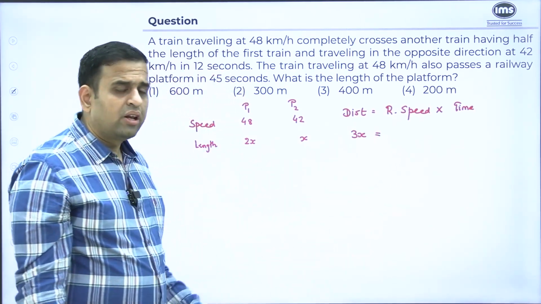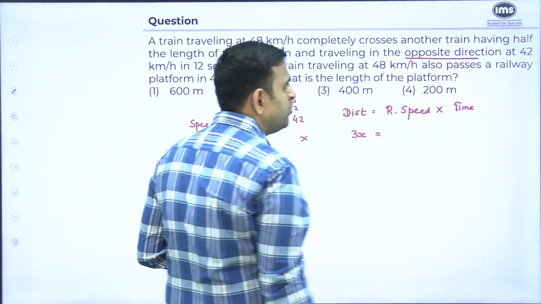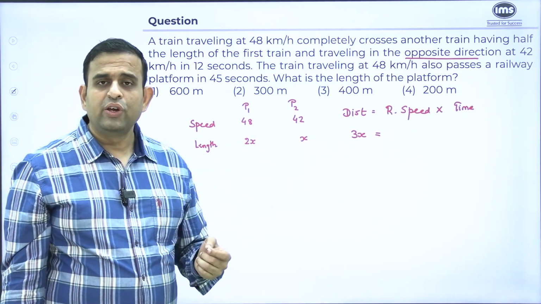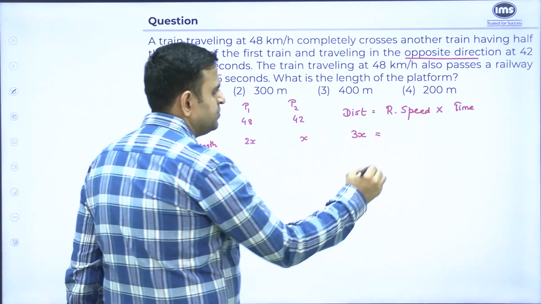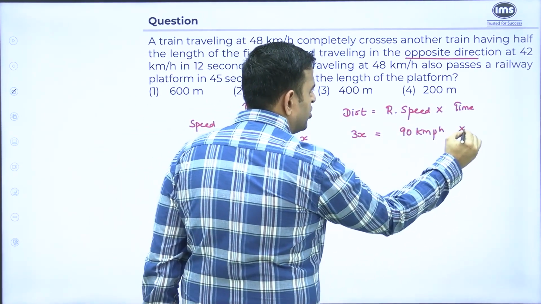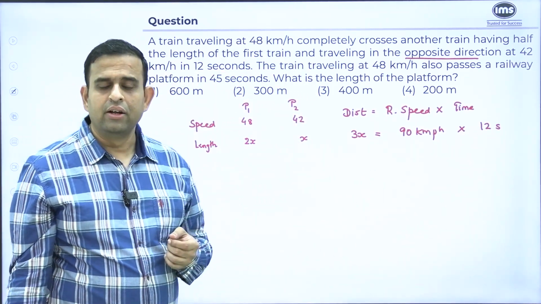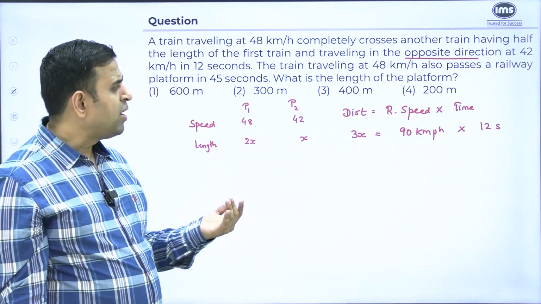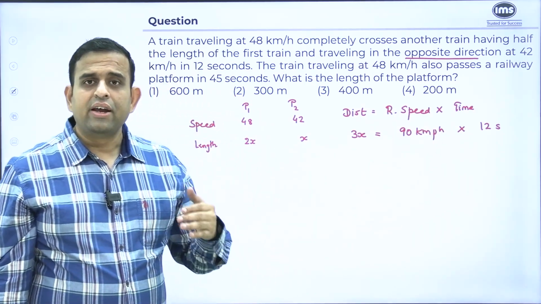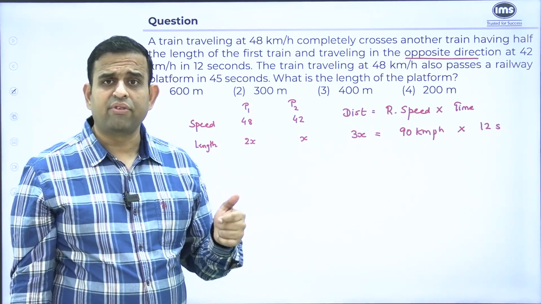equal to, what about the relative speed? Since they are traveling in the opposite direction, it must be nothing but the addition of the two speeds. So 48 plus 42, giving you 90 kmph. And what about the time? Time to cross happens to be 12 seconds. Now the only thing you're worried about is the unit part here. This speed is in kmph, while time is in seconds. I can convert the speed from kmph to meters per second by multiplying by the factor 5 by 18.